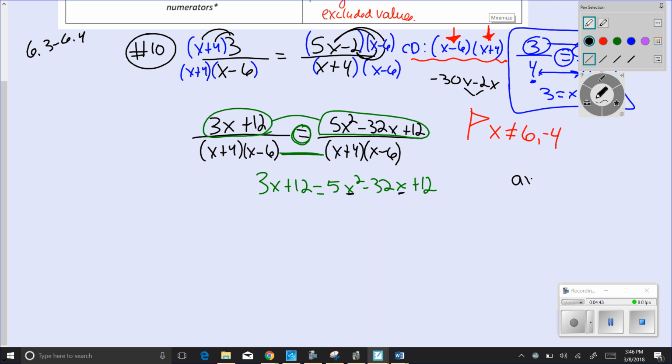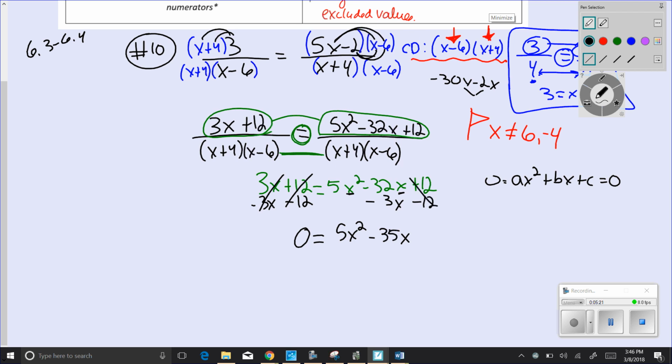When you have a quadratic equation, what you need to do is get everything on one side and have it equal 0. You can have it equal 0 on the right side, or you can have 0 equals on the left side. It doesn't matter what side, but everything needs to equal 0. I have more stuff on the right side, so it's going to be easier if I move my values from the left over to the right. So I'm going to subtract the 3x over and subtract the 12 over. Goodbye, goodbye. So now I just have 0 over there. 0 equals 5x squared minus 35x. And I needed to subtract that 12 there, and that actually equals 0.